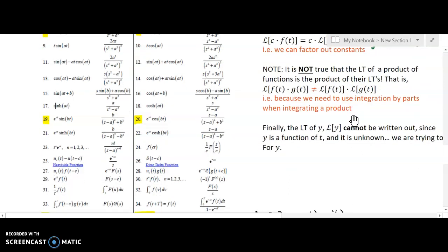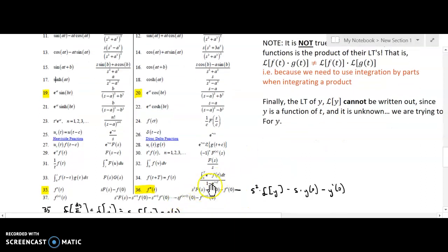Finally, when you see, like in 35 and 36, the Laplace of y, the Laplace of y cannot be broken down any further because y itself is a function of t. It contains t's in it, but we don't know what it is yet. If we did know what it was, we wouldn't be going through any of this. So you'll see in a moment that we just leave Laplace of y as the Laplace of y, and for a good reason.